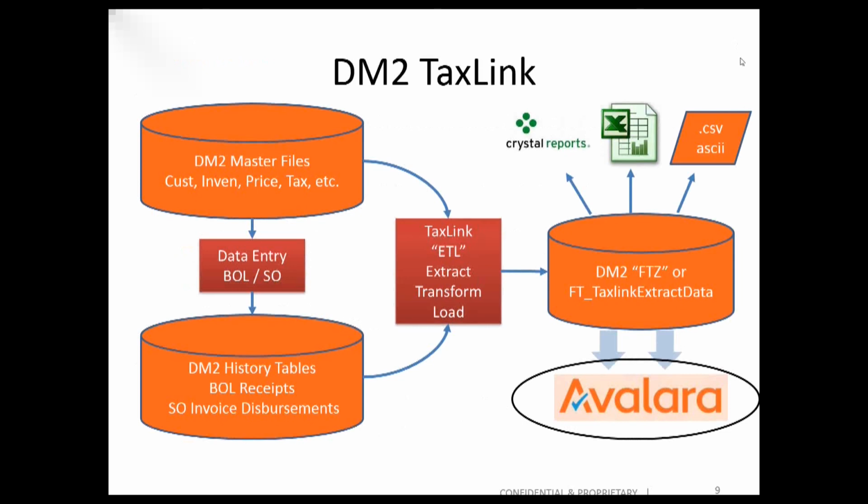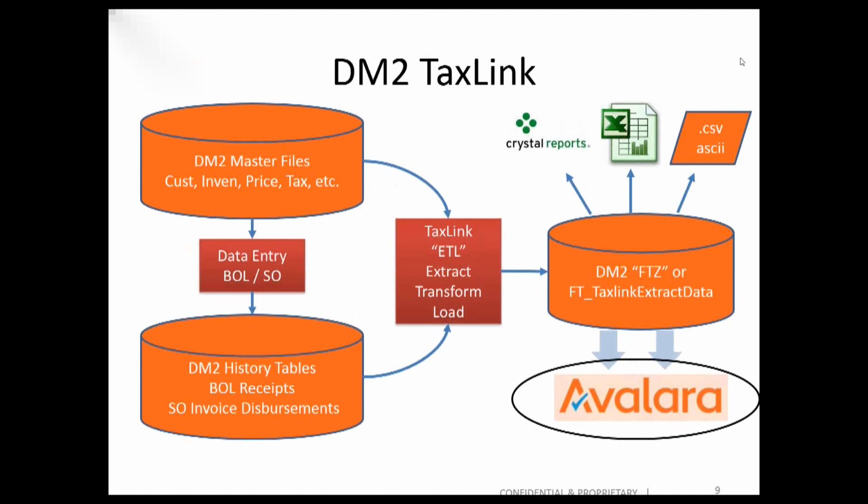So this is a graphical representation of the DM2 ERP and how the data flows through the ERP, through the TaxLink utility, and ultimately out to Avalara. At the top left, that's pretty much your master files: customer master files, inventory, suppliers, and so forth. Right below that, as you process a bill of lading and a sales order, it's gathering information from those master files. For example, on a sales order, I could enter a customer, a product, and a quantity, 3 pieces of information, yet almost 100 pieces of information will populate on that sales order form.